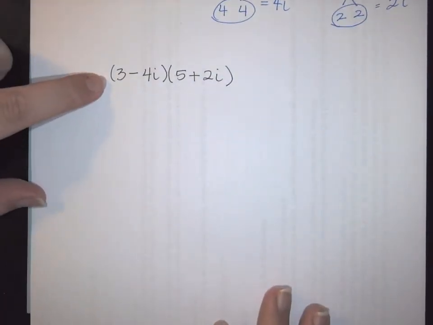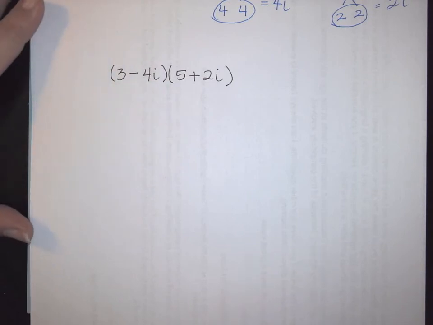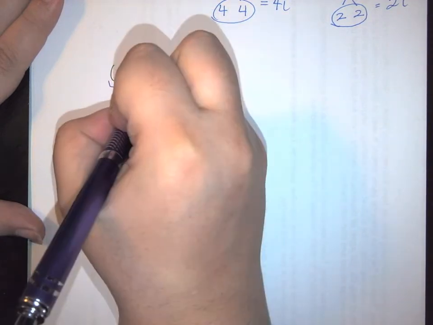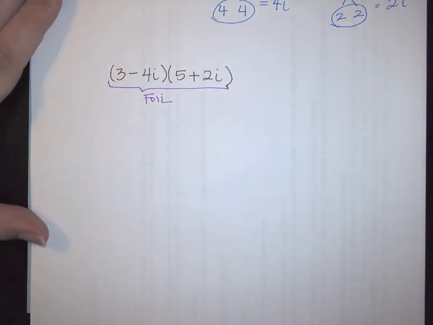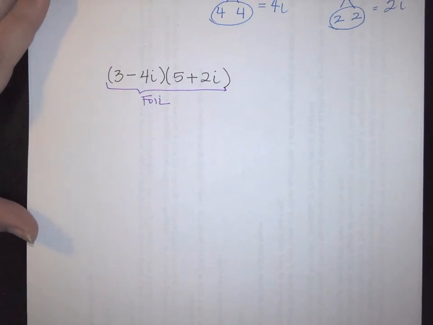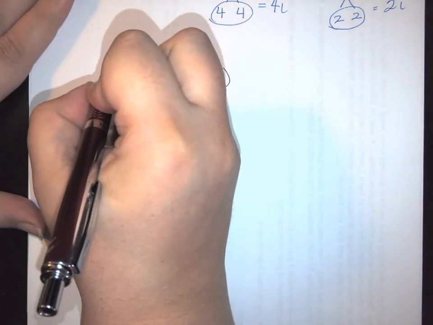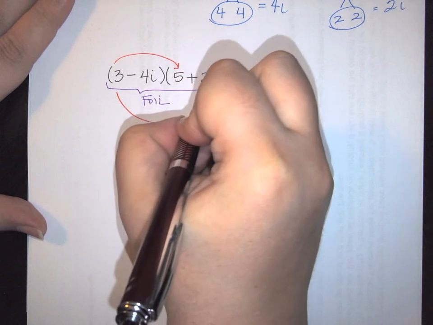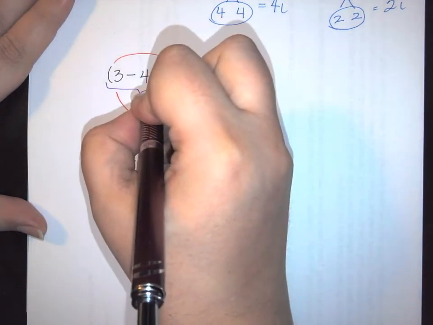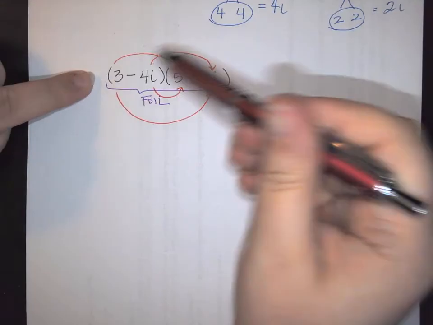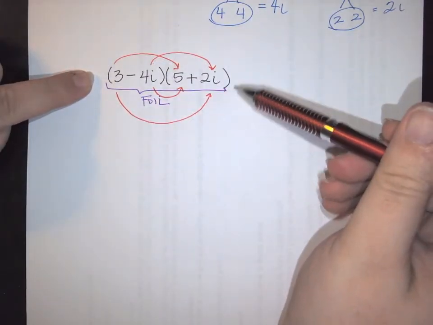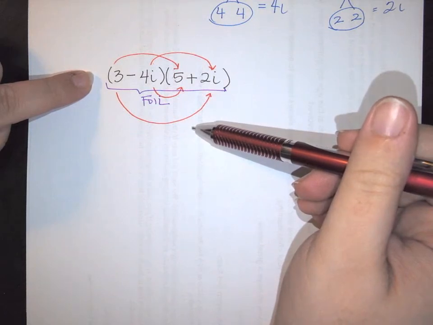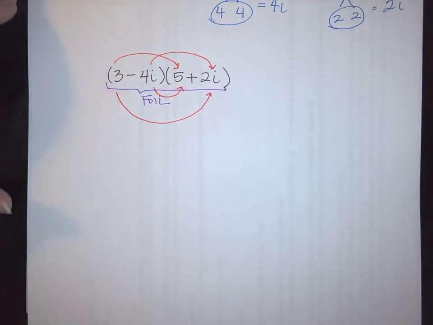Now that we're in our complex terms, we have to FOIL. If you don't remember what FOIL is, it's first, outer, inner, last. So what we're doing is we're multiplying our first terms together, we're multiplying our outer terms together, we're multiplying the inner terms together, and we're multiplying the last terms. And if you look close enough, you can kind of see a smiley face in your binomials. So let's go ahead and actually do that multiplication.